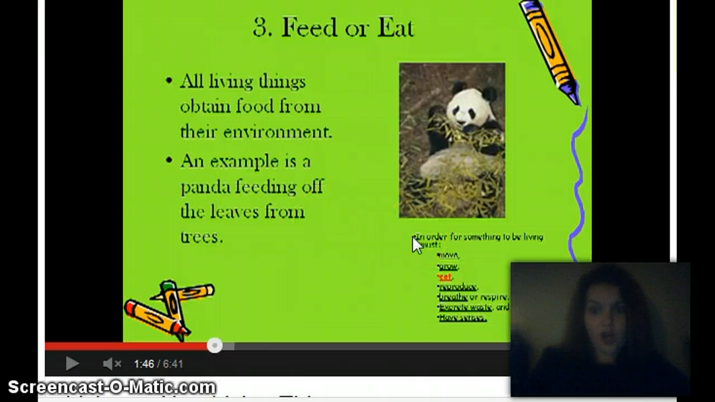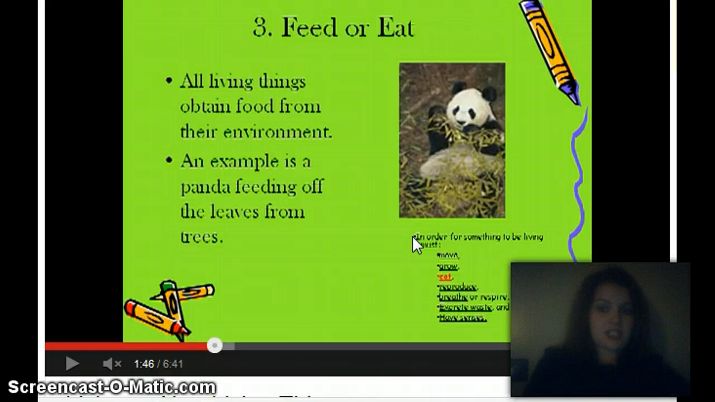Feeding or eating, which we all love to do, which we are doing all the time. All living things obtain food from their environment. An example is a panda feeding off the leaves from trees. My favorite animal, by the way, is a panda, which is a great example. A panda feeding off the leaves from trees. So, that's a living thing.